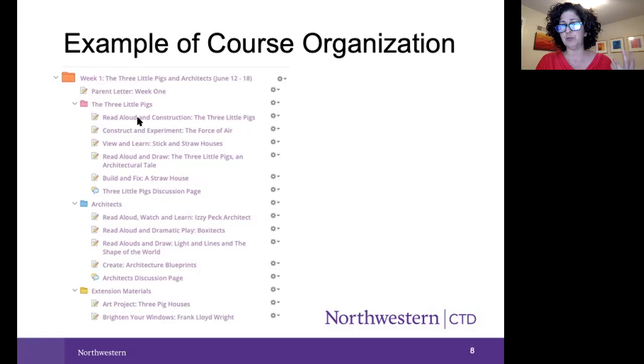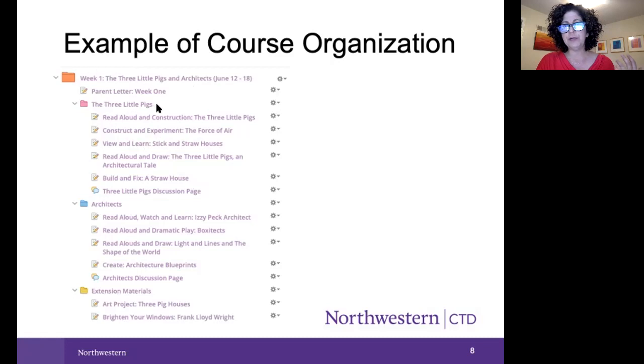This one, for example, is a read aloud and construction of the 3 Little Pigs. This particular week focuses on using the 3 Little Pigs to look at engineering and design thinking principles. So there's construct and experiment, the force of air, a little bit of physics in there, yeah? And a view and learn, stick and straw houses. So I was looking at probably videos looking at the use of materials for different building projects.